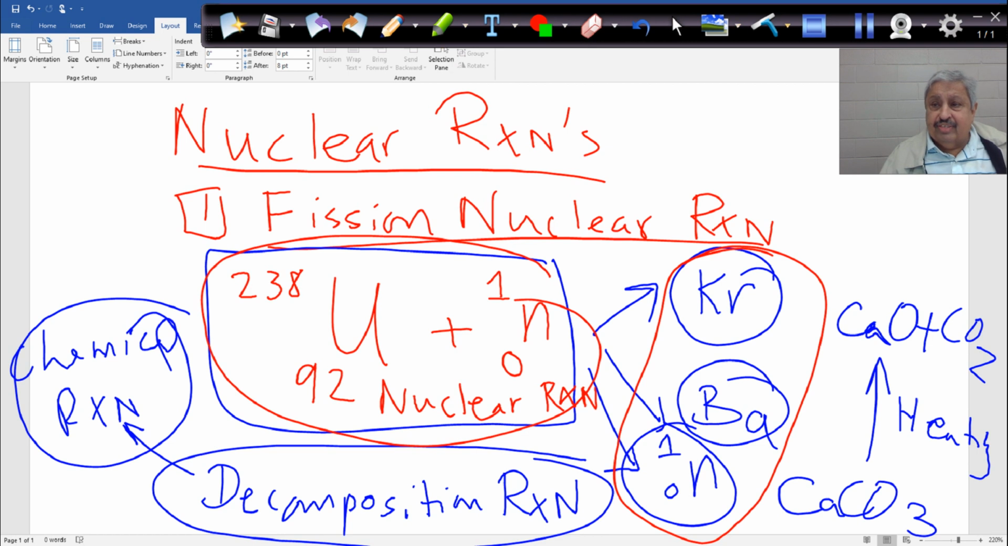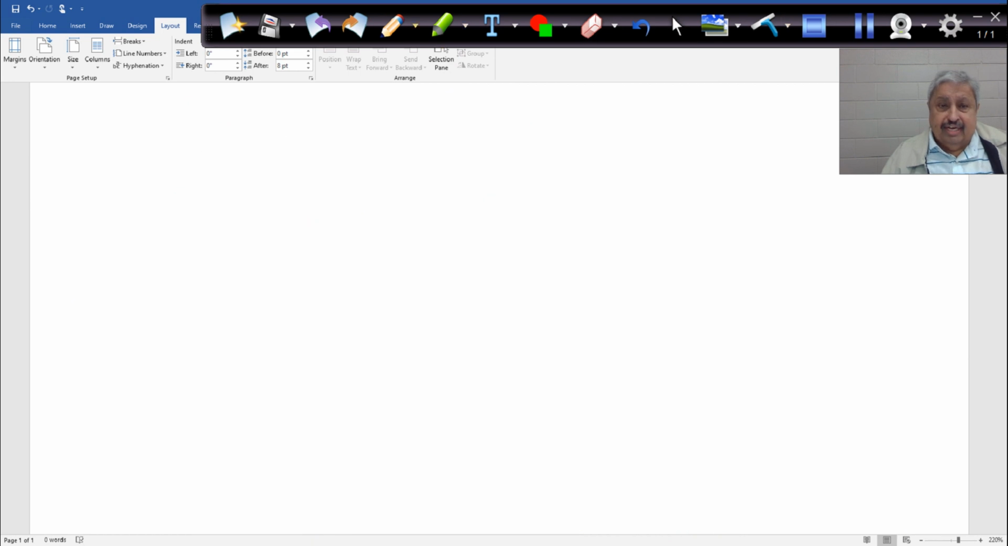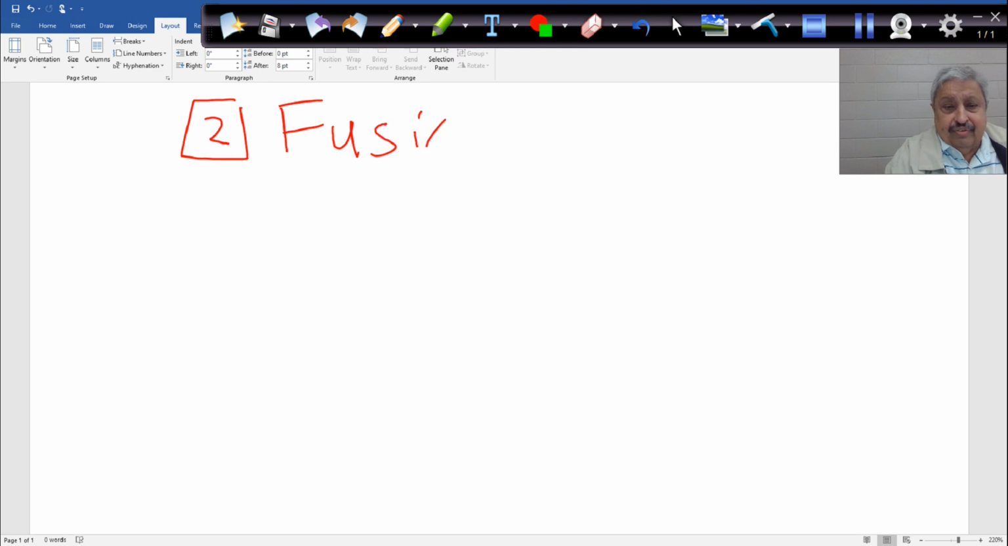Now we have another type. So I gave you the contrast between chemical reaction and nuclear reaction. A nuclear reaction has to do with the nucleus, inside the nucleus itself. The chemical reaction is outside the nucleus, between electrons in the last orbital. Now let's look at the second type of reaction, which is called fusion. So the first one is fission, and this is fusion, a nuclear reaction.